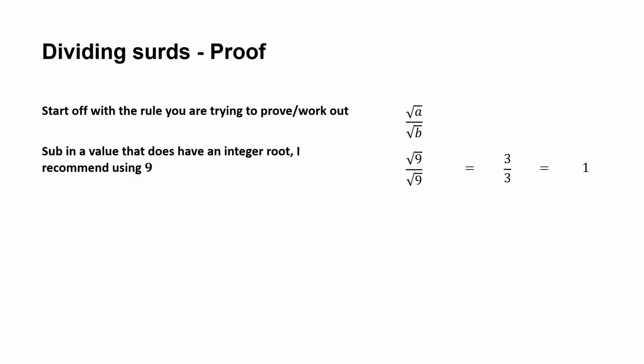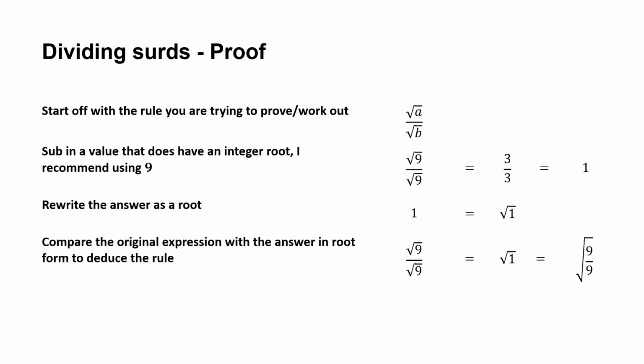So I'm going to take root 9 over root 9, which is equivalent to 3 over 3, which we know is equal to 1. How would we express 1 in terms of a root? Well, 1 is just equal to the square root of 1. So we have that root 9 divided by root 9 is equal to 1, which we know can be expressed as root 1. And how can we express 1 in terms of nines? Well, root 1 is the same as root 9 over 9.